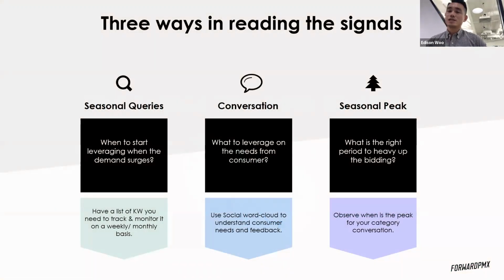In order to read the signals, there are three things you need to be mindful of. First of all, seasonal queries. We need to start with what people are talking about. To do this, we usually advise our clients to have a list of keywords that will be monitored throughout the whole year. They should get their business partner or agency to do the monitoring for them. Based on the monitoring, you'll be able to know the moment people start to search about these things. When people start to search, it means people start to talk about it, so social conversation becomes super important.